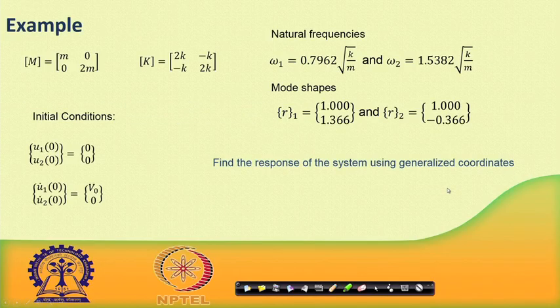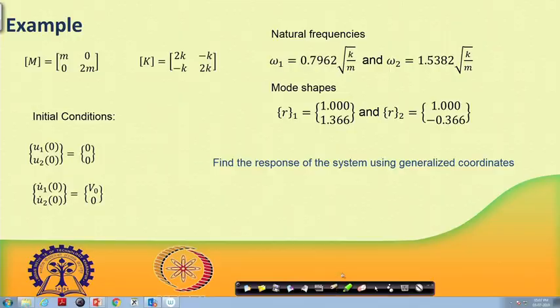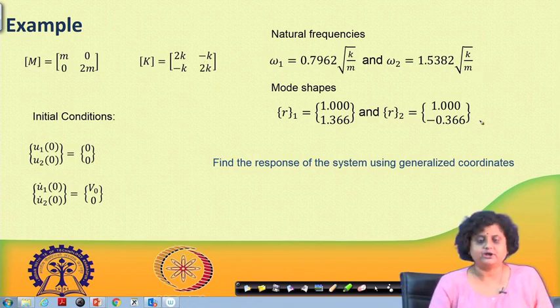So, this is the problem. We have a system whose mass matrix and stiffness matrix are given. The natural frequencies and mode shapes we have figured out and we have given the solution, though it's very easy to find this. We all know how to solve for the natural frequencies and mode shapes. Just to cut short the time, we have evaluated them already and we have given the values.